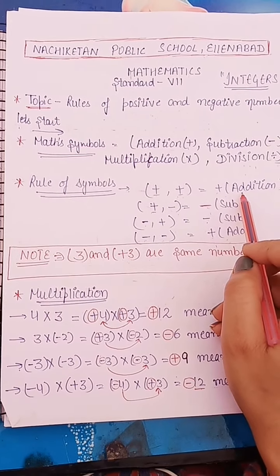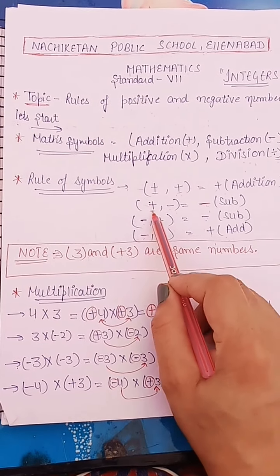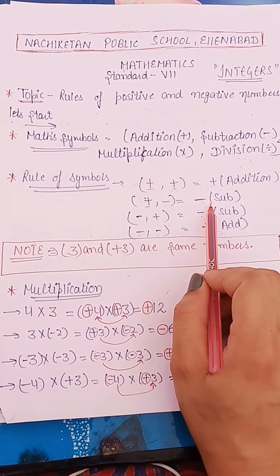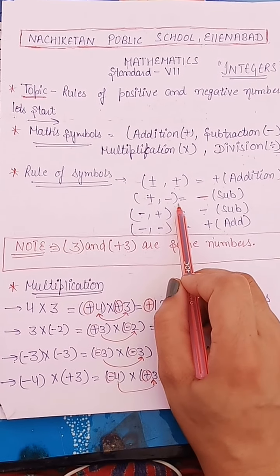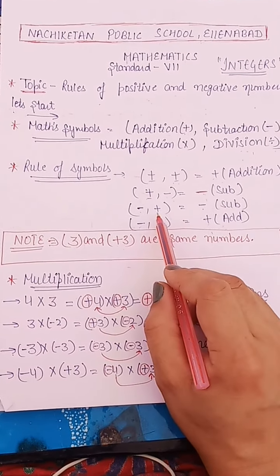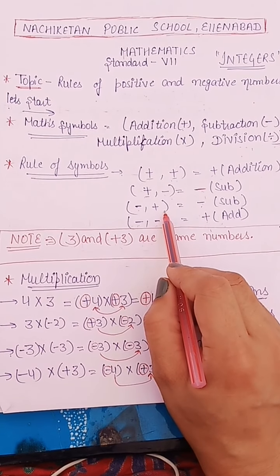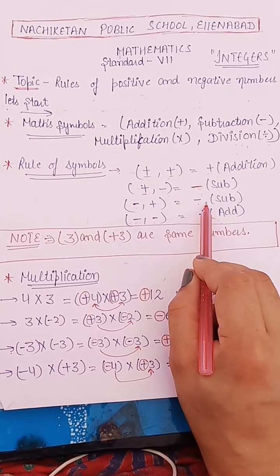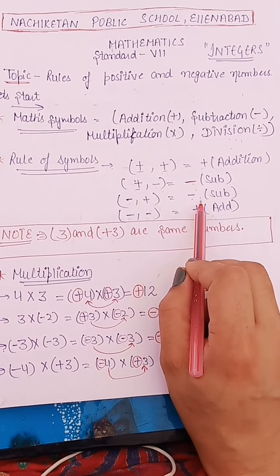in a positive form. Second rule is if one number is positive, second number is negative, then the answer will come in negative form. Means to say that plus, minus, minus. Third rule is if your first number is negative, second number is positive, then the answer will come minus. Means to say minus plus comes minus.